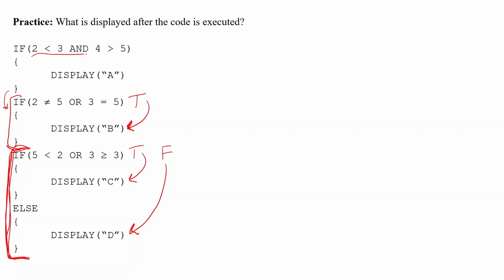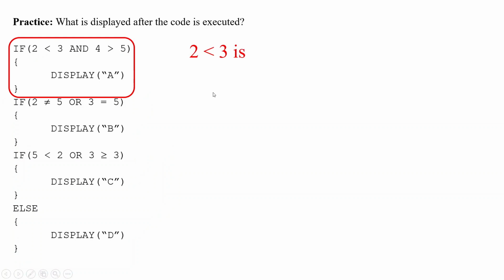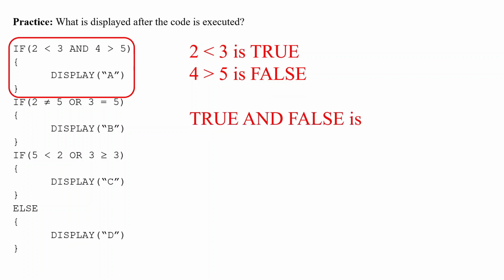If 2 less than 3 and 4 greater than 5. So we have 2 comparisons, 2 less than 3, 4 greater than 5, and in the middle we have that Boolean operator. What happens is we evaluate our comparison operators first. 2 less than 3, that's true. Is 4 greater than 5? That's false. So ask those 2 questions first, and then you use the Boolean operator.